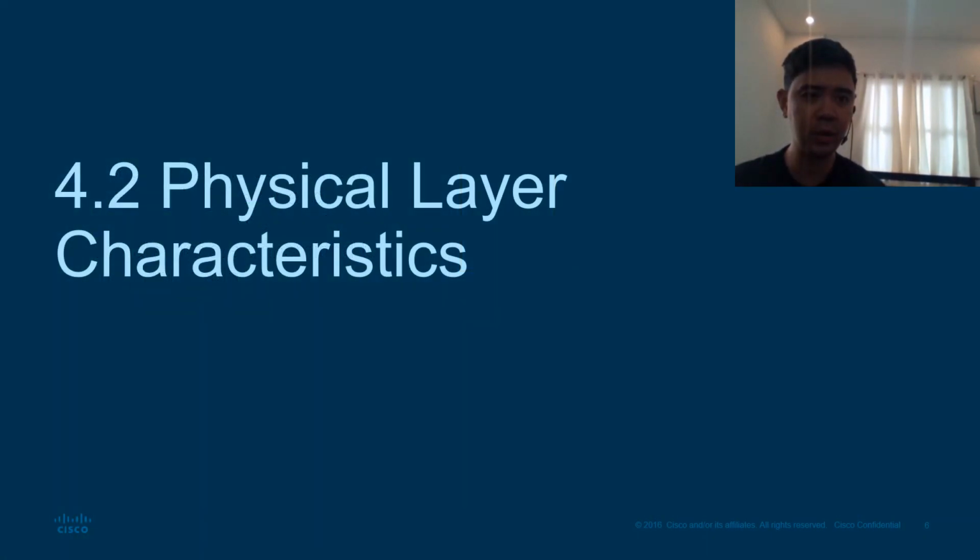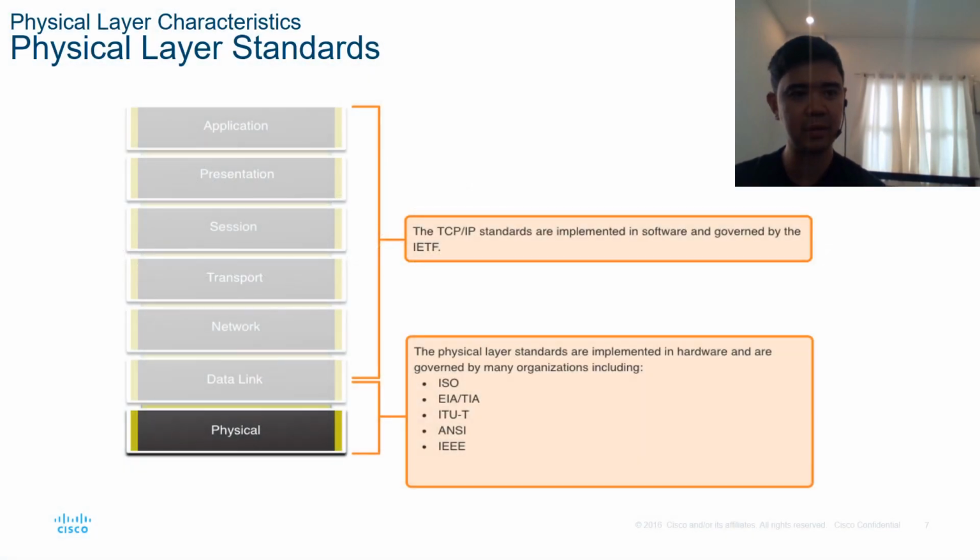So let's look into some of the physical layer characteristics. Physical layer standards are governed by these organizations. Later we will discuss one standard developed by EIA-TIA: the way to create a straight-through, a crossover, and a rollover cable. That's one standard, and the one who came up with that standard is the EIA-TIA organization. Some organizations include those in this list.